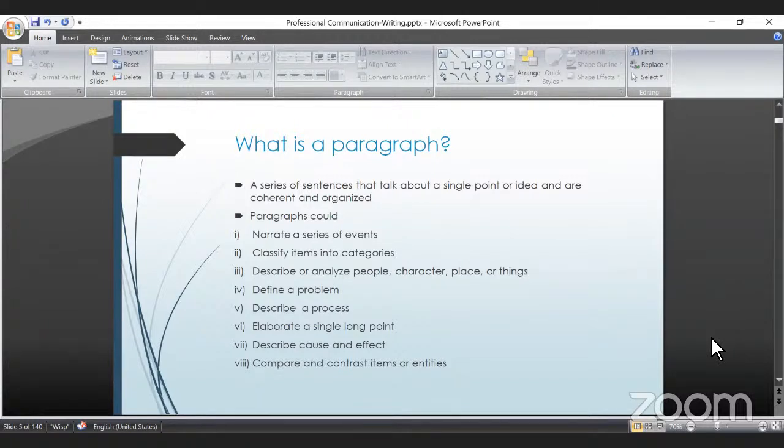I think for at least the next two classes, we'll continue to talk about paragraphs and the essential elements required to write and develop a good paragraph. And then slowly, maybe by the fourth class onwards, we'll move to the next part, which is style.